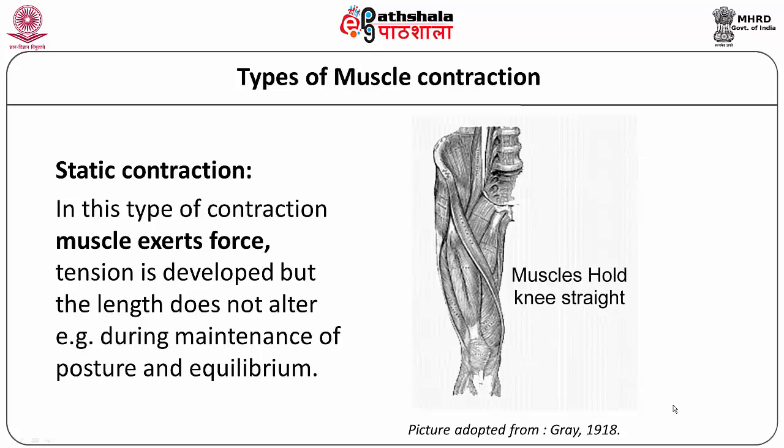For static contraction, you can see an example as holding the knee straight. We maintain most of our static postures for human poses this way. Pose means how he is holding the body, and that depends on the isometric contraction process. You can see the knee is being kept straight by the contraction of the muscles rectus femoris, vastus medialis and vastus lateralis.